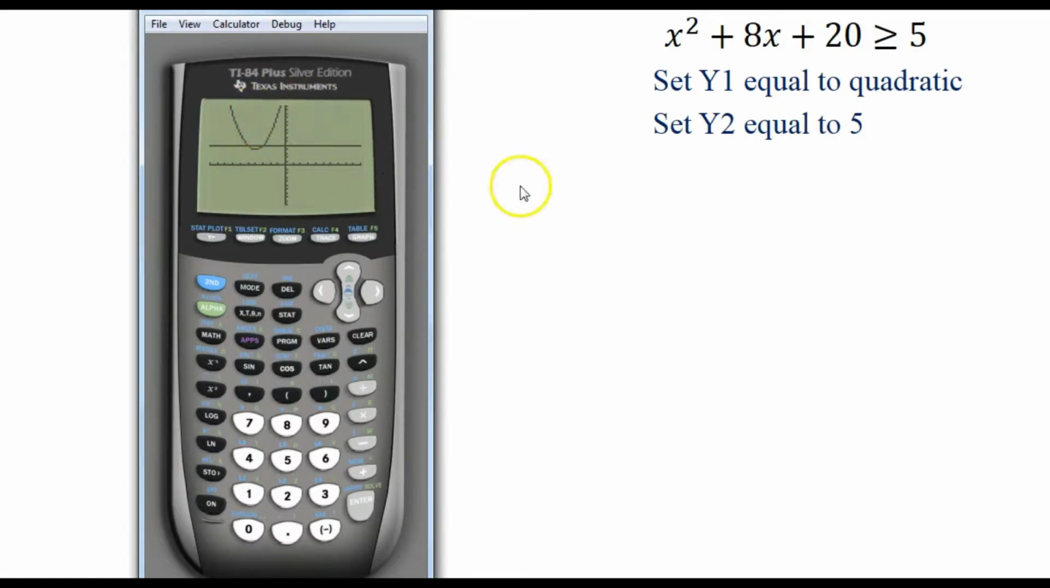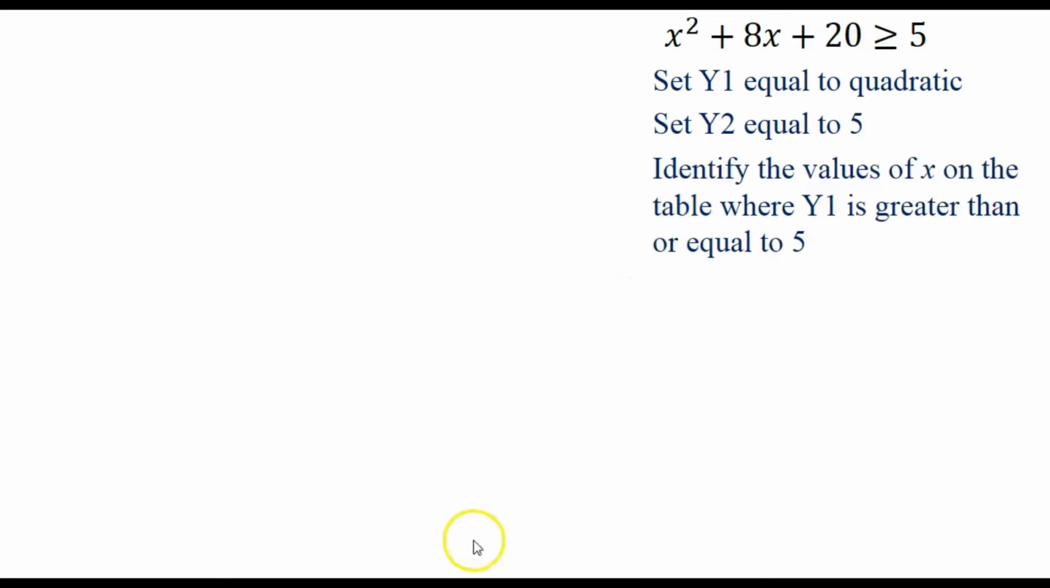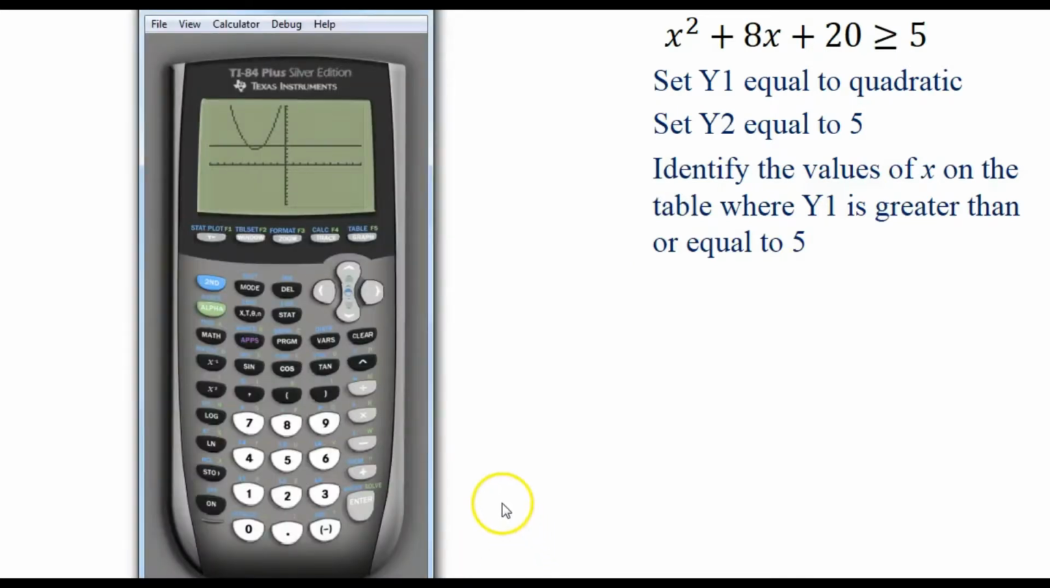Now you're going to identify the values of x on the table where y1 is greater than or equal to 5. So I'm going to go second table, and here's my table. This is all my y1, y2, and x values here. I want to figure out where y1 is greater than or equal to 5, so where y1 is greater than or equal to my y2.